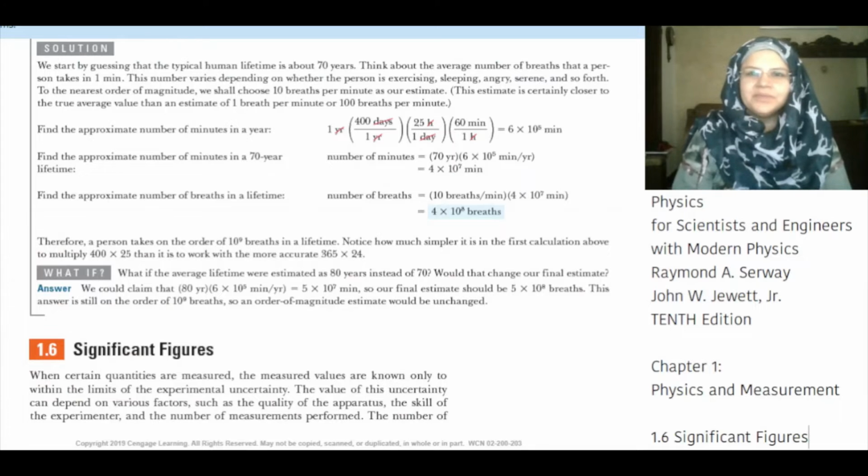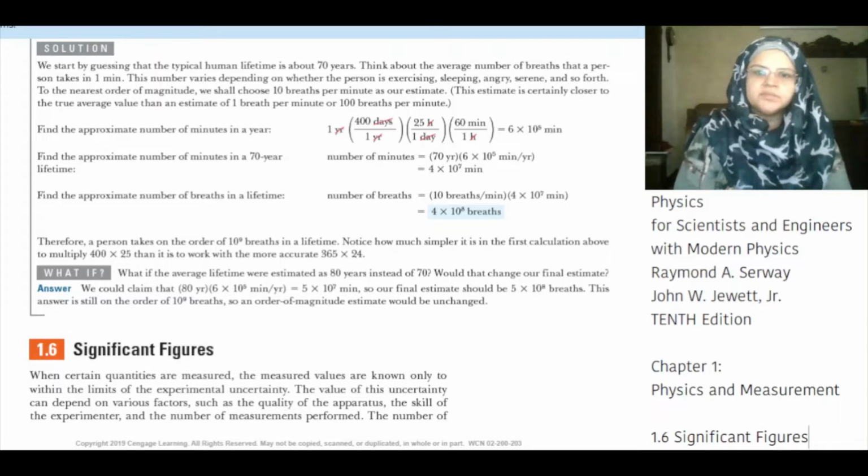Assalamu alaikum. Today we will do section 1.6, significant figures, from the book Physics for Scientists and Engineers with Modern Physics by Serway and Jewett, 10th edition.